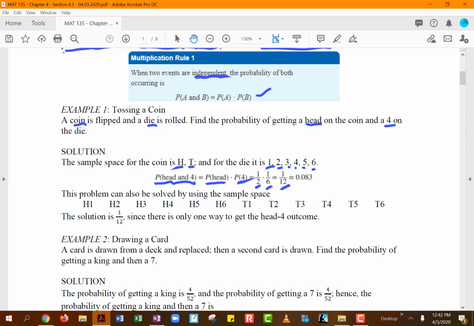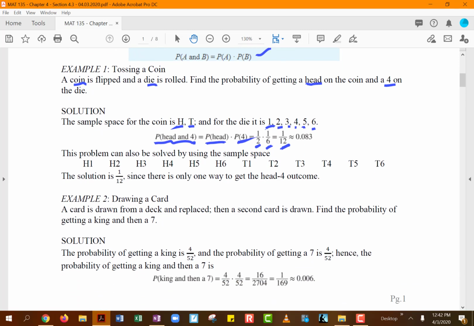Okay? So here, they're actually just laying out all the different possibilities for our options. If you got a head, then you can get a 1 on your die, a head and a 2, a head and a 3, a head and a 4, a head and a 5, a head and a 6, right? And then the same thing with tail.